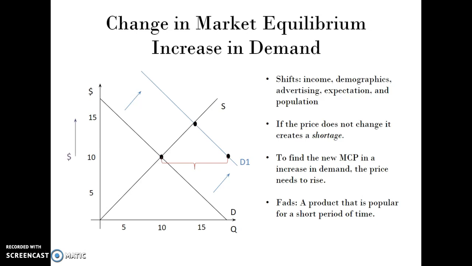So with an increase in population, or maybe you start advertising for your product, or income goes up, any of these items will cause the shift to the right, which will cause prices to go up, and will also increase your supply and your quantity.